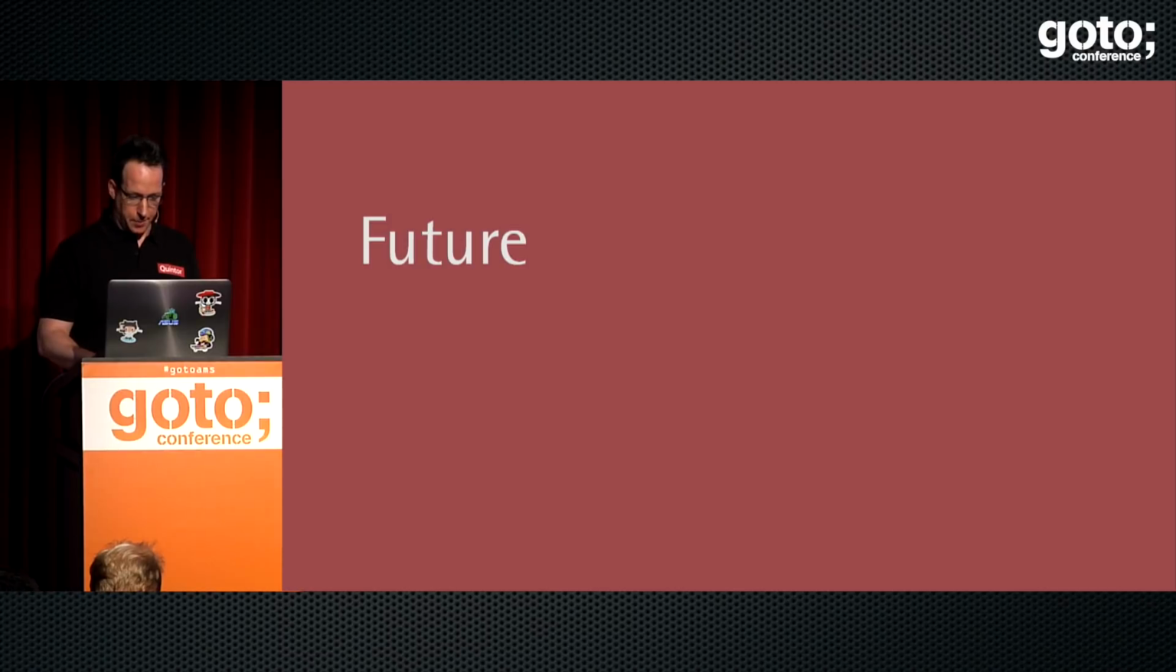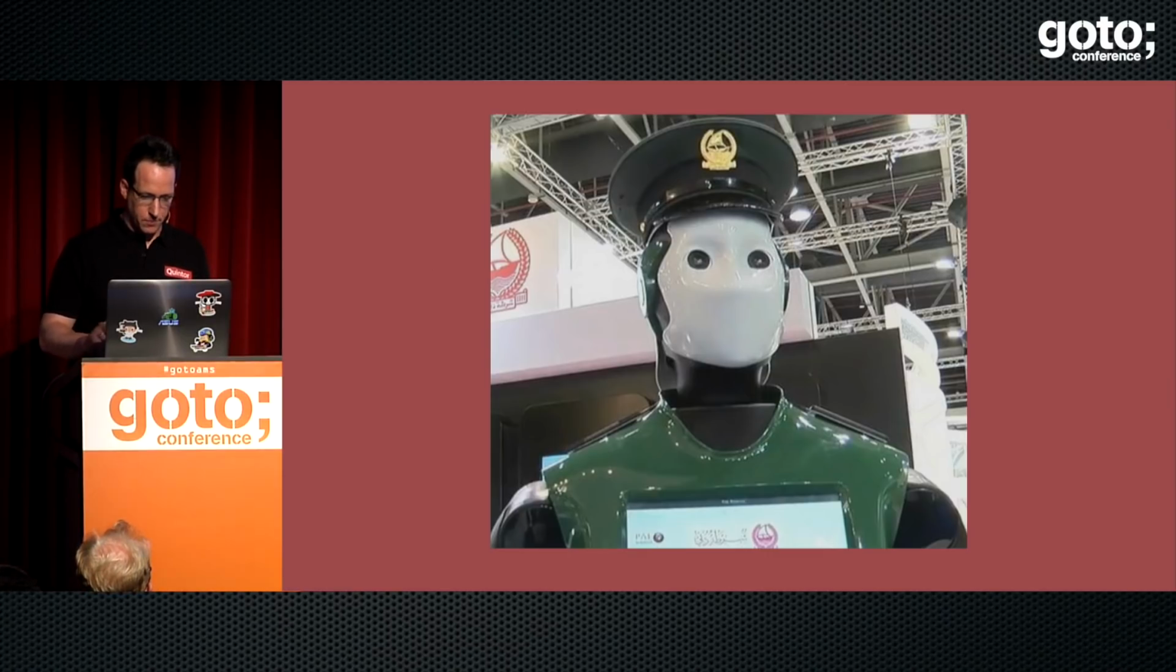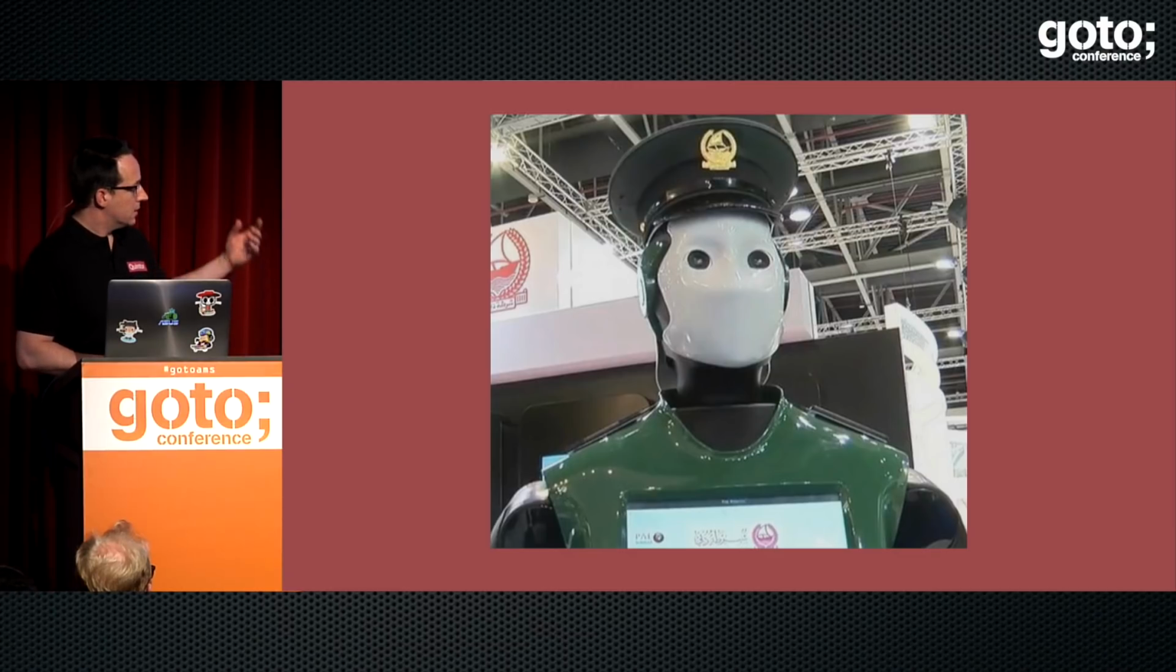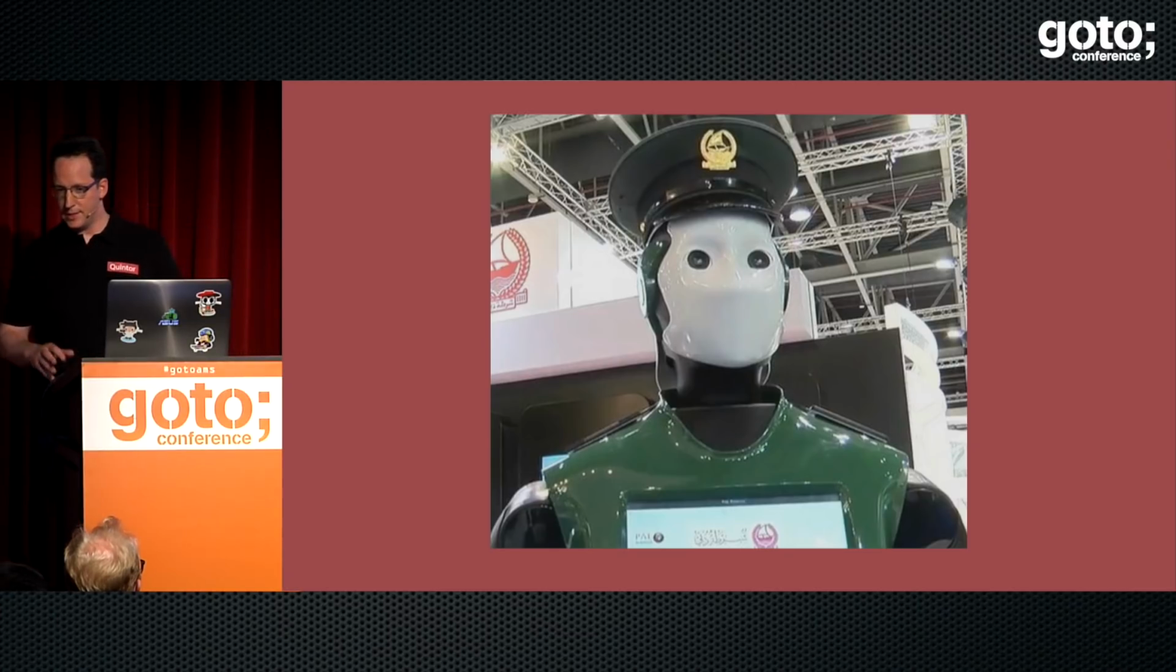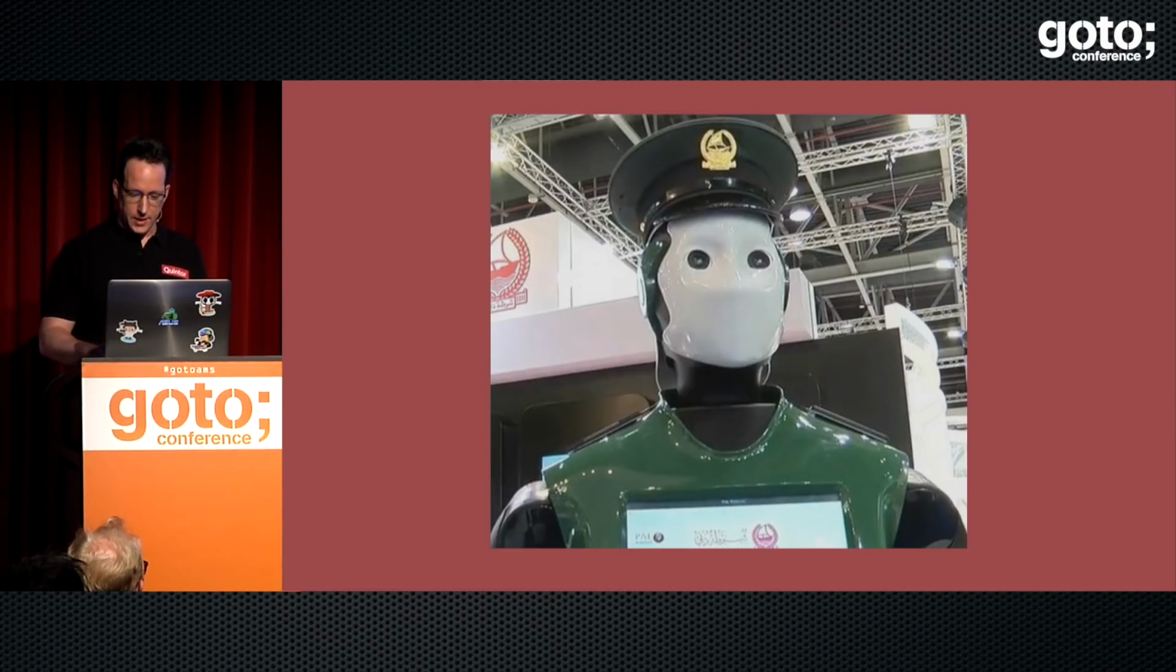The future of AI. Well, as we saw, it went quite rapidly in the last few years. So rapid that it's unimaginable, actually. For example, this is the police agent from Dubai. In 2030, Dubai is intending to have, I believe, 50% of its police force replaced by these things. However, it's no more than a walking kiosk at the moment.